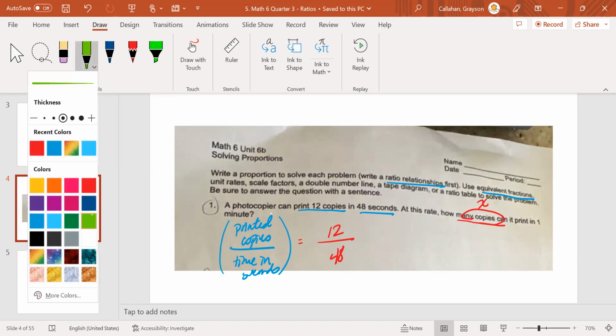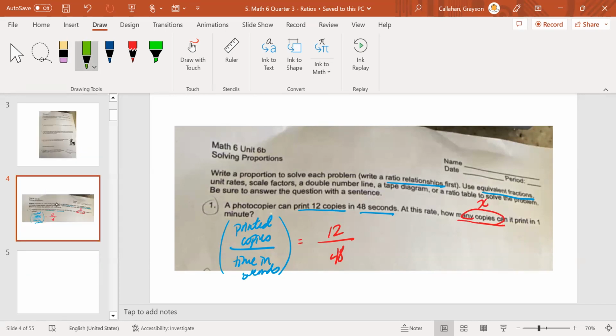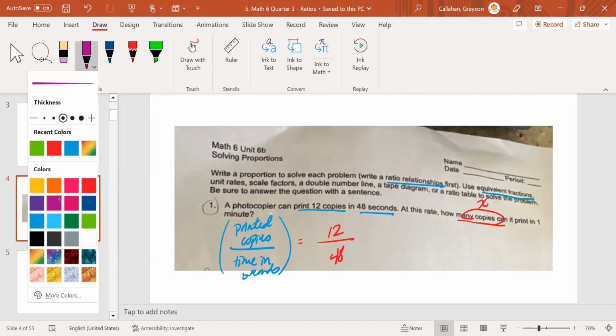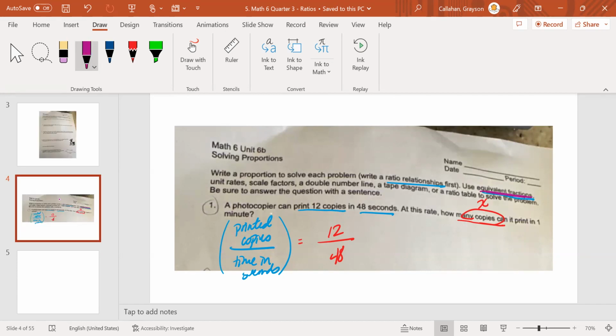Now the 1 minute is going to be part of your equivalent fraction right here. So 1 minute equals how many seconds? How many seconds are there in a minute? So equals, X goes on top. X is how many copies in 60 seconds. Do you see that? Stop moving that around.